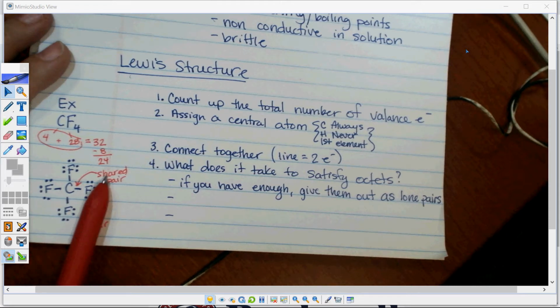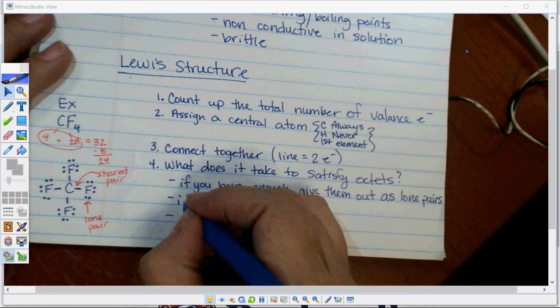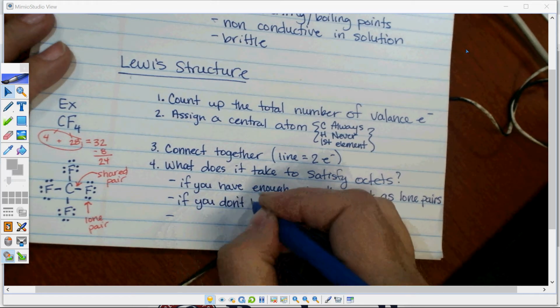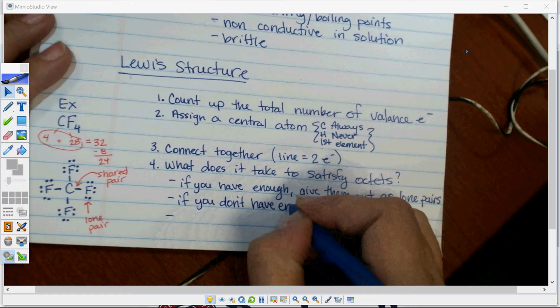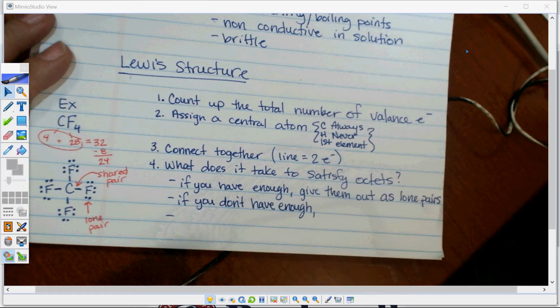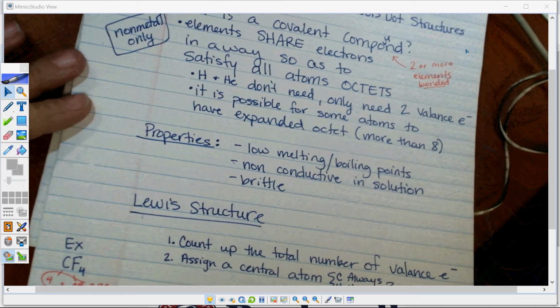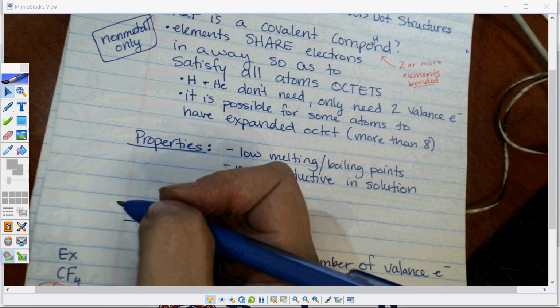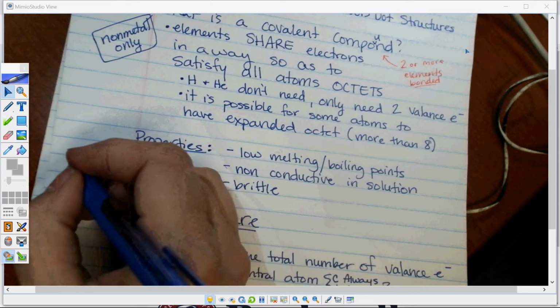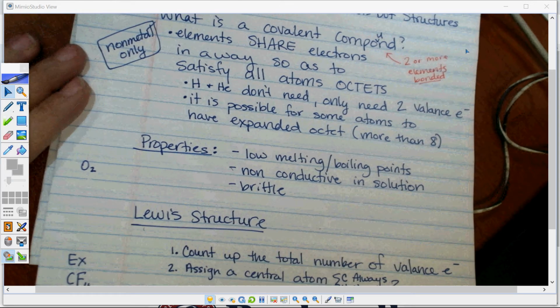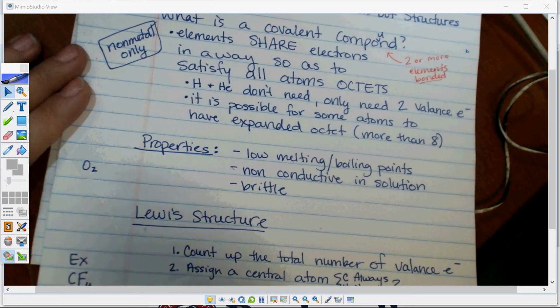So what happens if you don't have enough electrons? That's the next situation. If you don't have enough electrons. So let's do another example, and I'm going to use the margin, that way I don't have to turn the page. Let's say we do O2 as our next example. So I have 2 atoms of oxygen.